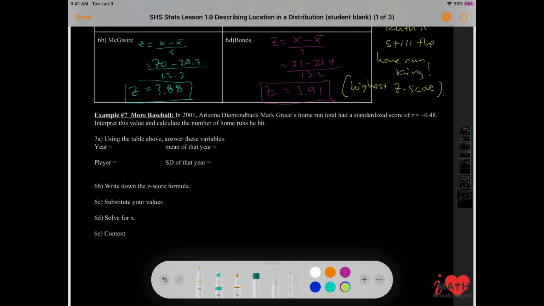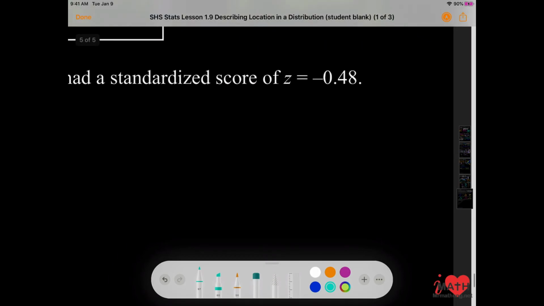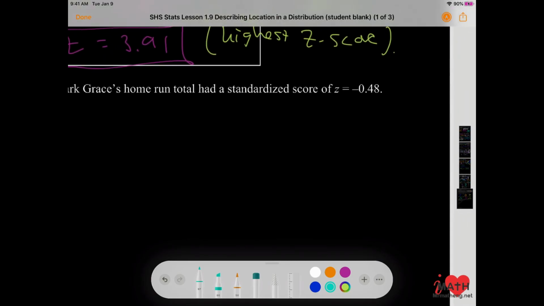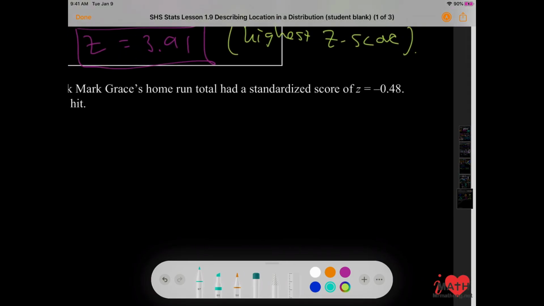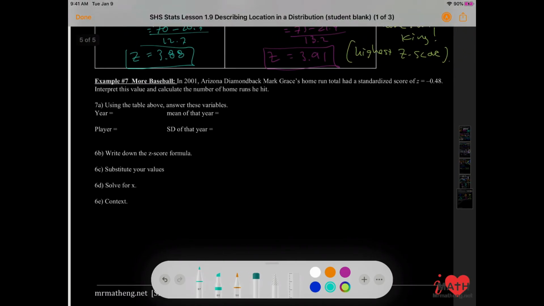All right, this one's just working backwards. Example number 7, more baseball. In 2001, Arizona Diamondback Mark Grace. Grace's home run total had a standardized score of z equals negative 0.48. You should think about something: negative, what does that mean? Is he good, average, or bad? I like Mark Grace, I grew up with him, but unfortunately a negative score is bad. That means he's below average in terms of how many home runs he's hit. Interpret this value and calculate the number of home runs.